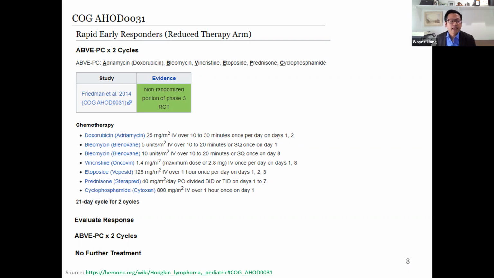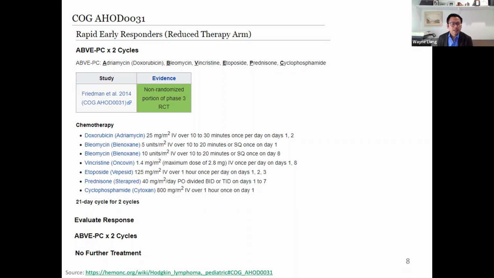And you can see here that this chemotherapy regimen contains these chemotherapies at the doses outlined below, given over a certain amount of time at certain days. So you can imagine a calendar of sorts, right? On day 1, you receive these agents. On day 2, you receive these agents. On day 8, you receive these agents. And then prednisone, which is an oral drug, is received days 1 to 7. So 1, 2, 3, 4, 5, 6, 7.